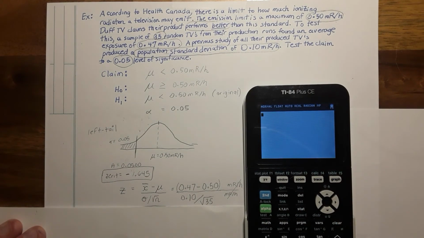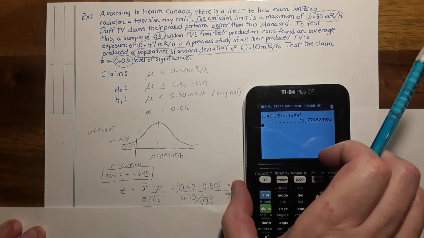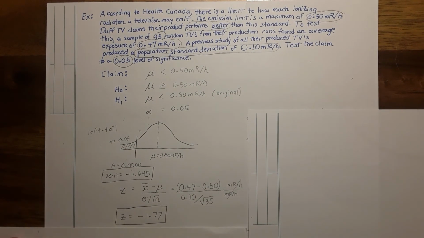And so if we take 0.47 minus 0.5 and divide by 0.1, but multiply by the square root of 35, dividing by the square root of a number on the bottom of a fraction is the same as multiplying by that square root on top. If we multiply that out, we get a z-score of negative 1.77. So our sample yields a test statistic of negative 1.77.